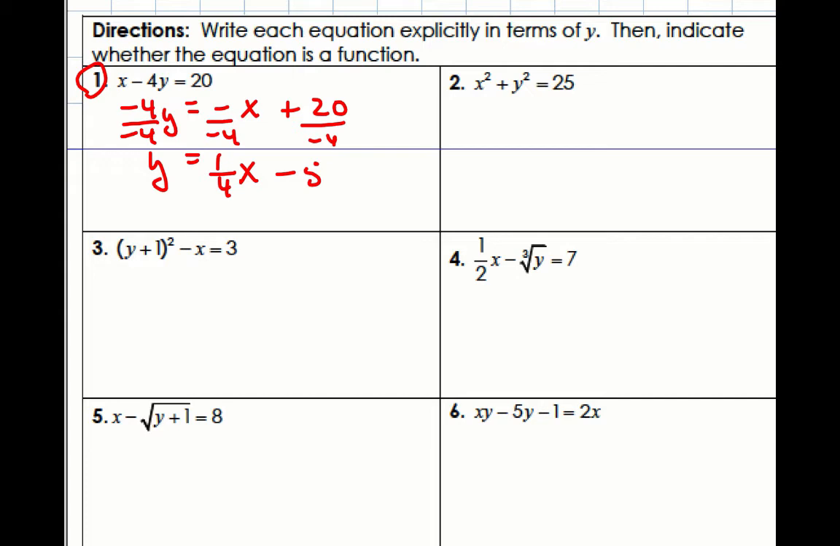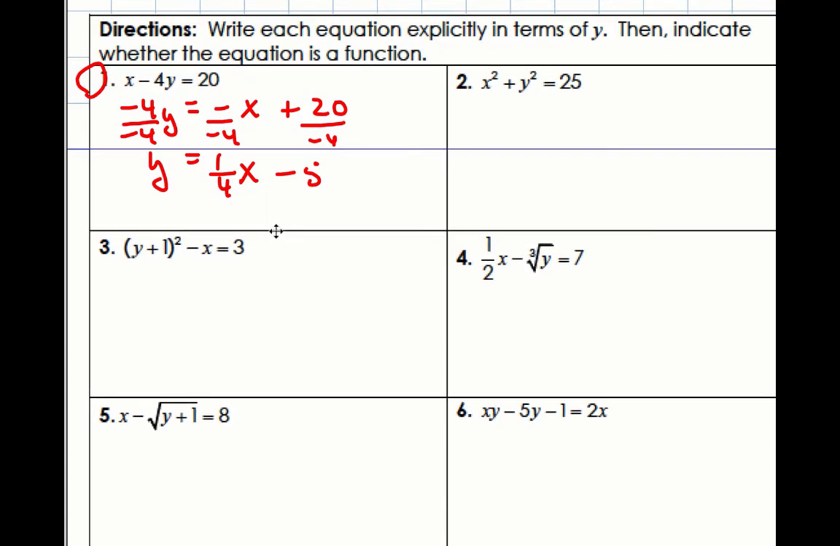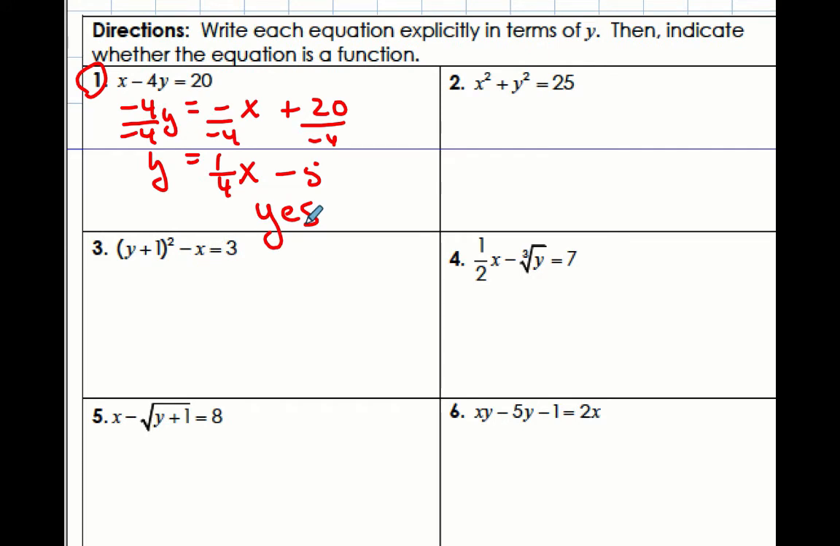So is it a function? Well, if I graph this, what would it look like? It would look like a line with a slope of 1/4. So this one is a yes, it's a function. So now let's go ahead and look at number 2.